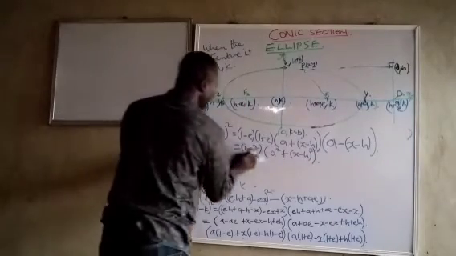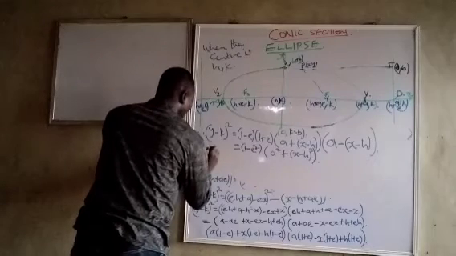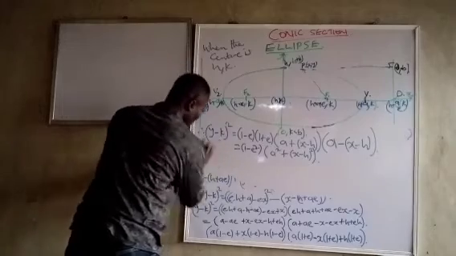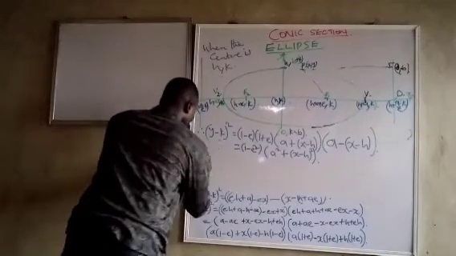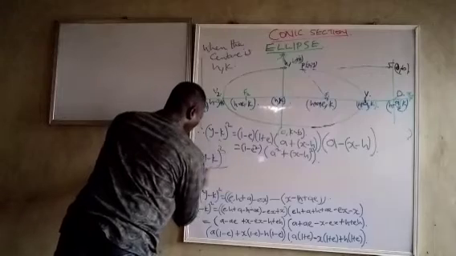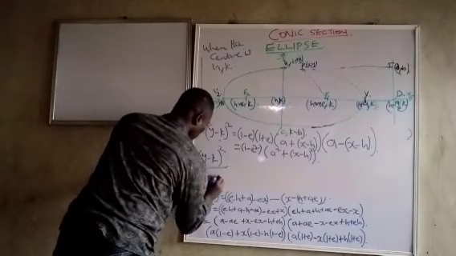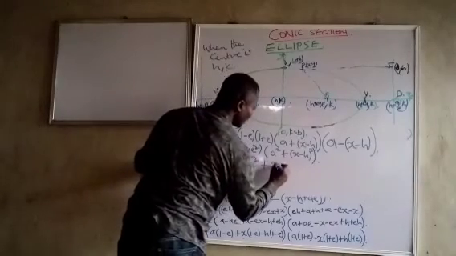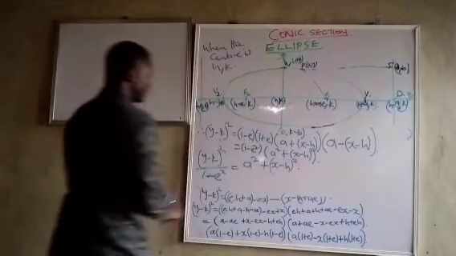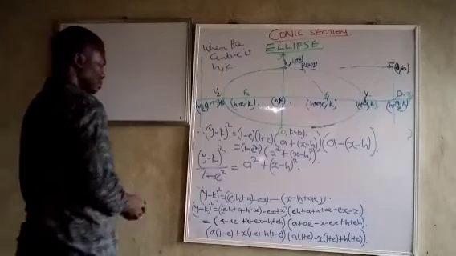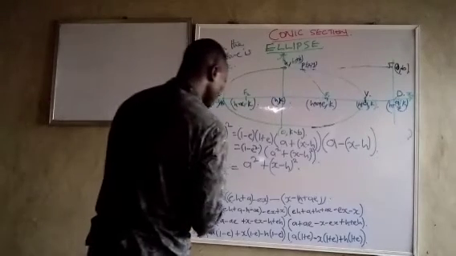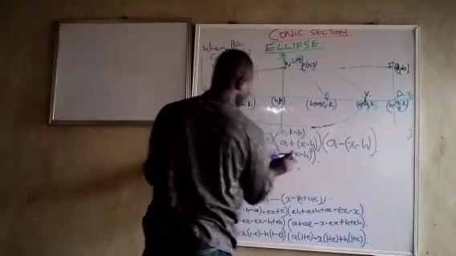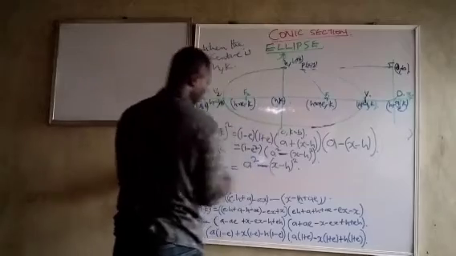Now I can divide through by 1 minus e squared. So I have y minus k squared over 1 minus e squared is equal to a squared plus x minus h squared. Straightforward. Now, no, this one is minus this. A squared minus x minus h squared. Minus, please. Sorry about that.